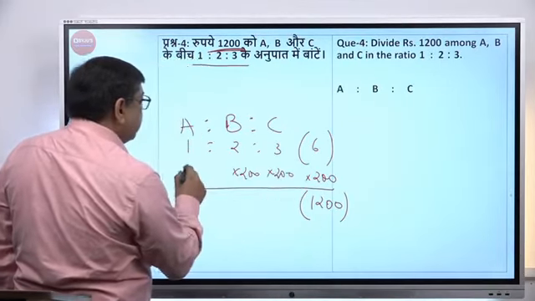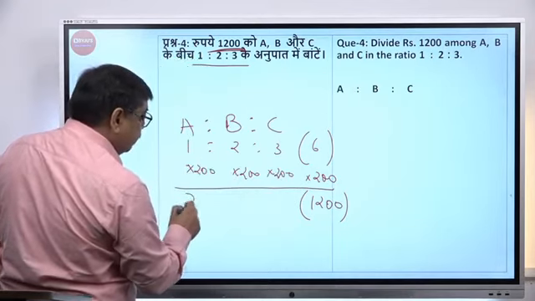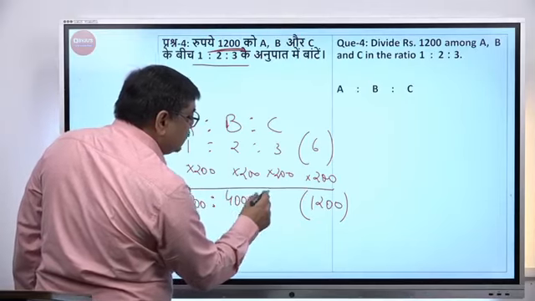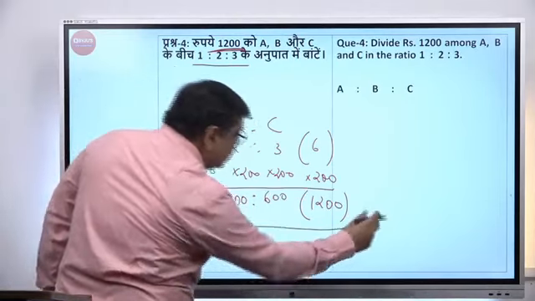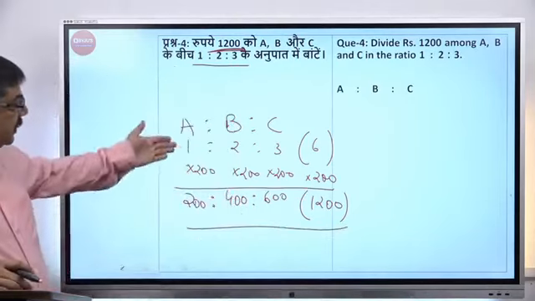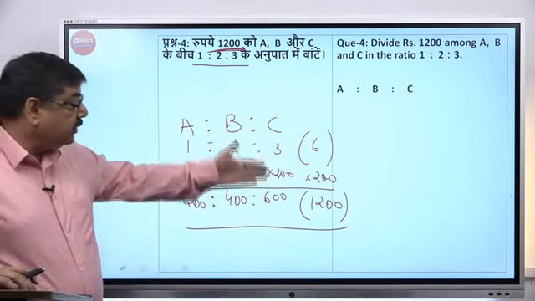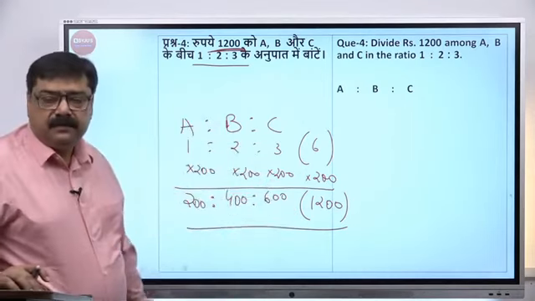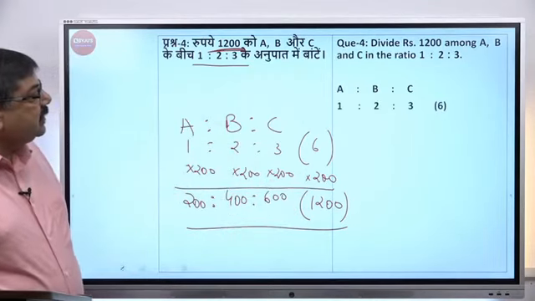We are starting with basics. Basics are always easy if you know them. Okay, don't worry, we will be discussing IBPS PO questions also. First, let us learn the concepts. So 200, 1 into 200, 2 into 200, 3 into 200, 200 plus 400 plus 600, 1200 has come. Okay, let's move ahead.